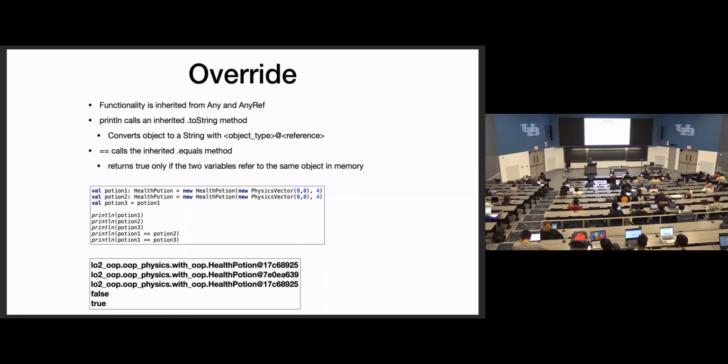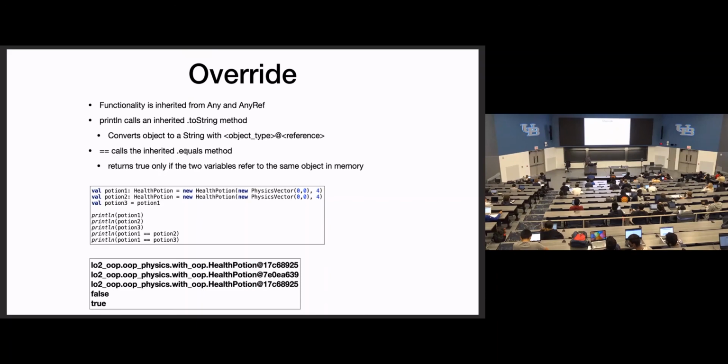And then the default equals method, there's a dot equals, which is what is called through equal equal. If you're used to Java and you're wondering why I compare strings with equal equal, it's because in Scala equal equal calls dot equals. There is no equal equal operator. All the equal equal does is call dot equals.